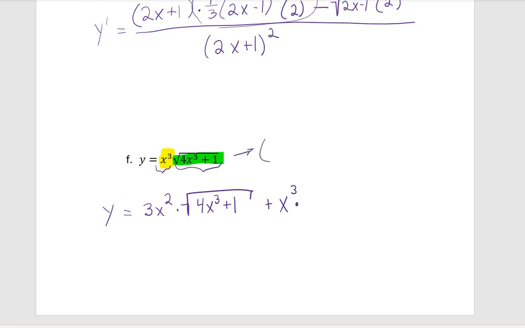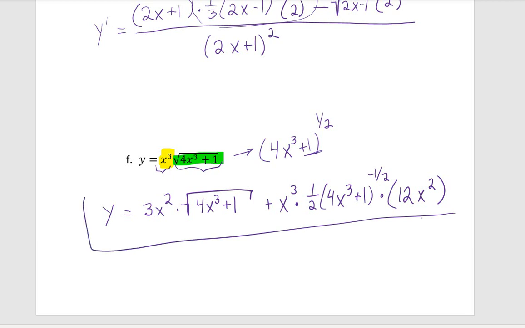The key here is that you can rewrite that as 4x to the third plus 1. And remember, taking the square root of something is the same as raising it to the 1/2 power. So that would be 1/2, leave the inside alone, 4x cubed plus 1. Don't forget to subtract 1 from the exponent, so it would be to the negative 1/2, times 12x squared. Don't forget the derivative of 1 is just 0. And again, I'm totally cool if you want to leave your answer like that, that's great.